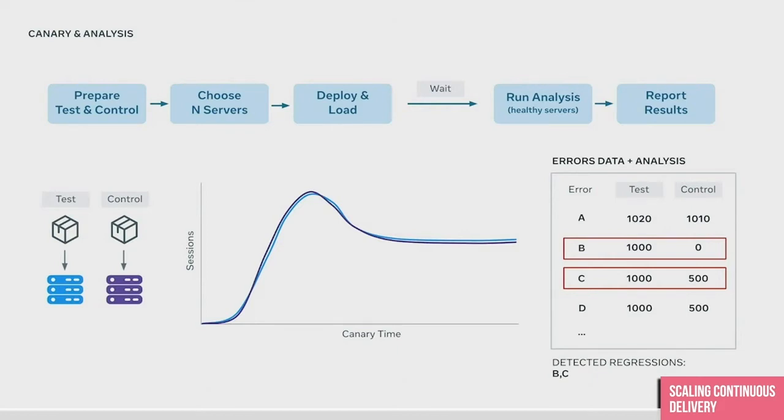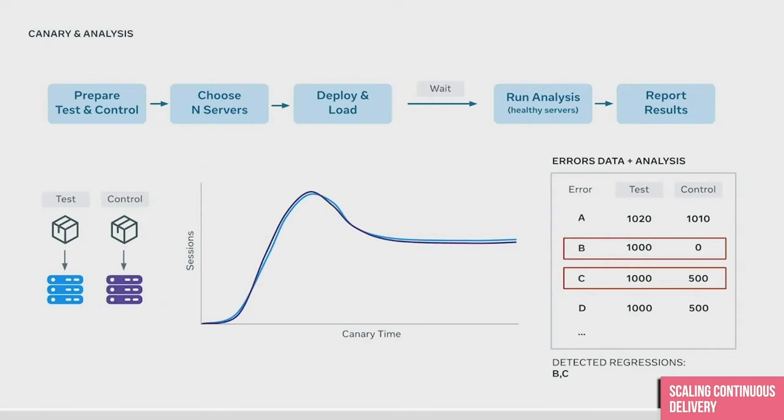And we wait. After waiting, we will see this graph, number of sessions over the canary time, and we will get the table on the right. This is an example table that shows the errors we see and the number of crashes that happened for the test group and for the control group. Let's see from this example. For crash A, we see a pretty similar number of hits, so this is not a regression.